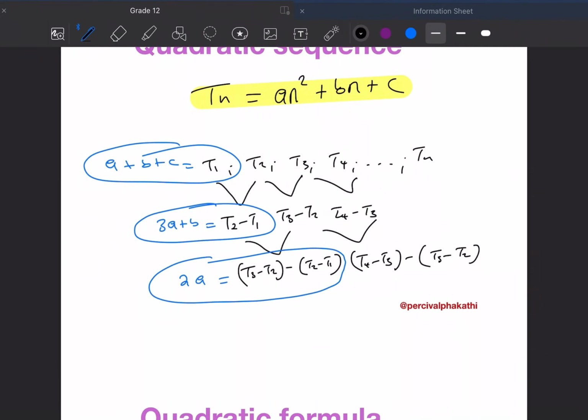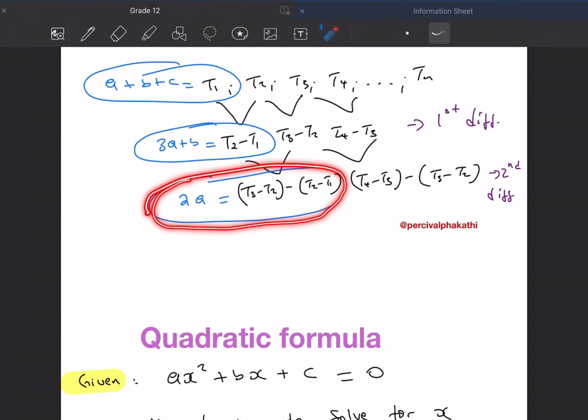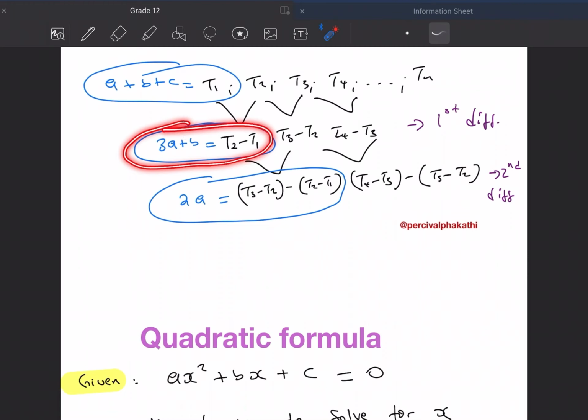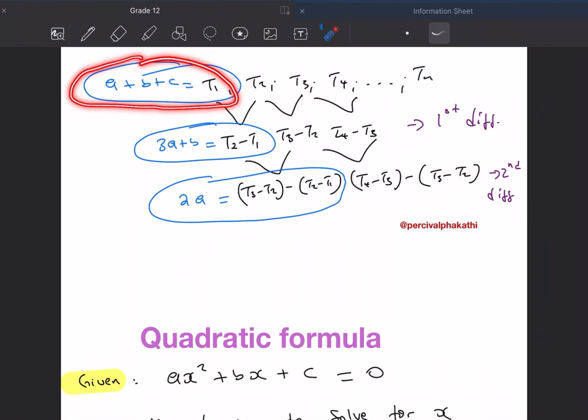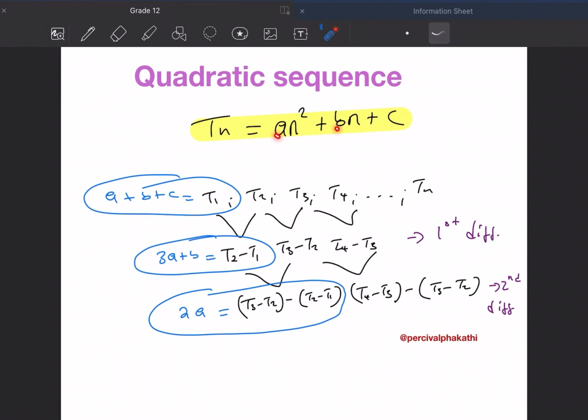So this is your first difference. Let me write this. This is your first difference. And then you do it again for your second difference. Then we need to remember that 2a is equal to this, 3a plus b is equal to that, and a plus b plus c is equal to your first term. Why is that? Because you're going to solve for a, b, and c, and also do other stuff. If you understand this, you understand everything about quadratic sequences.